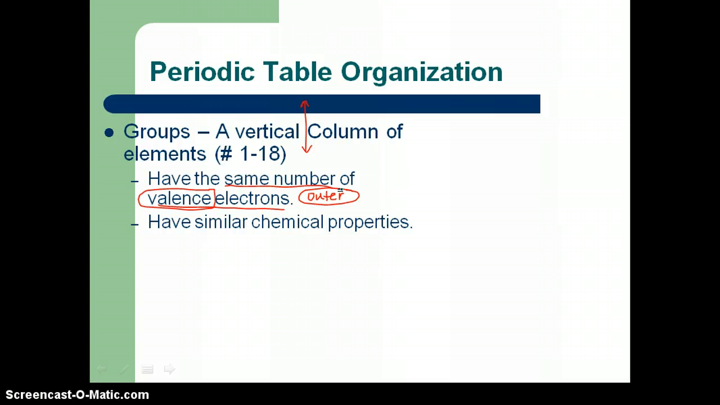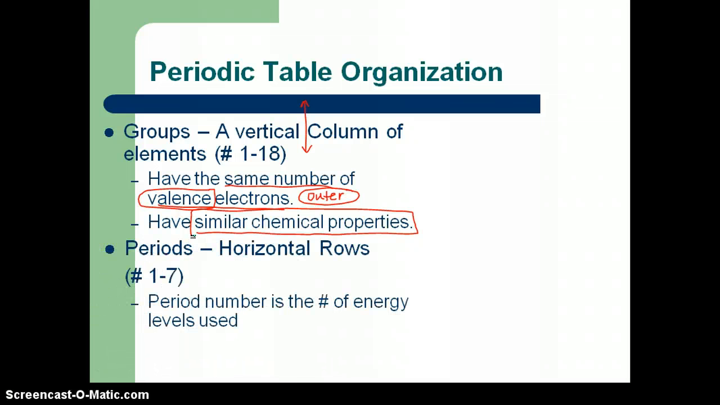And the key thing about valence electrons, which we talked about on a past set of notes, is that they have the same types of chemical properties. So if you have the same number of outer electrons, your chemical properties are very similar. And then periods are horizontal rows, so those go across, and there's 7 of those, numbers 1 through 7. And the period number will tell you how many energy levels you're going to use. So that's kind of important as well. If you're drawing them, it gives you an idea of how many energy levels you need.